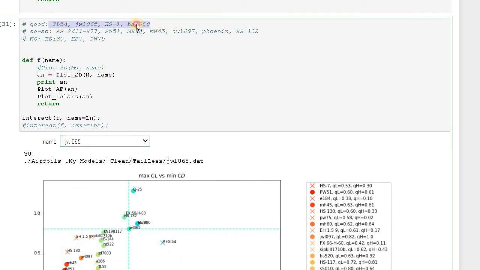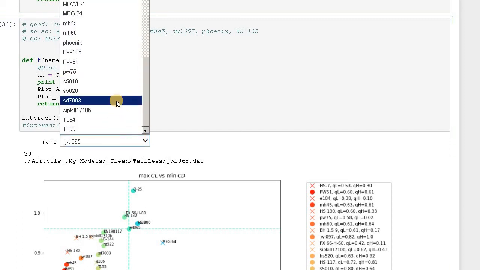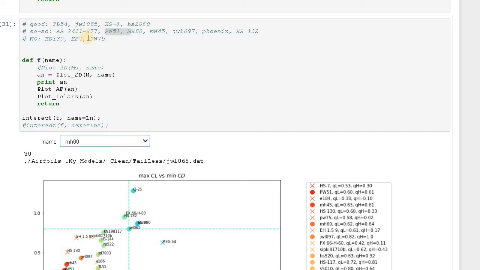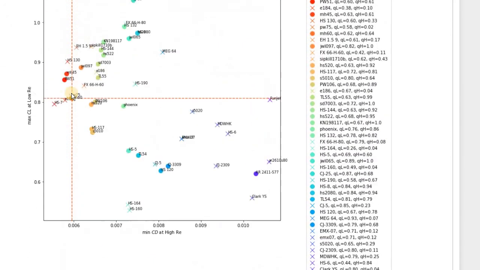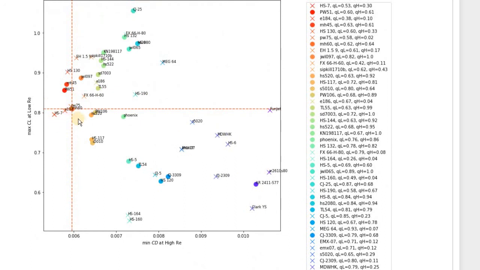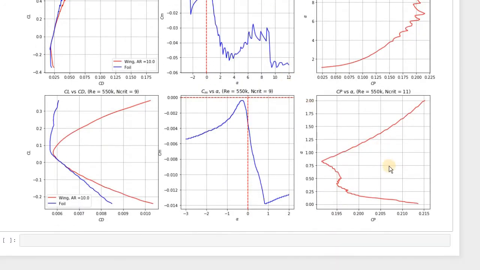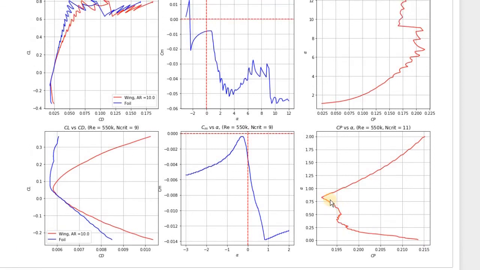But then we have some airfoils which are not as stable, for instance, like the PW51 we saw, or the MH60 airfoil. So here's the airfoil, and we have not very nice behavior at high Reynolds number. So we have the movement of the center of pressure from the tail to the nose, which makes this airfoil unstable at the high speeds and small angles of attack.